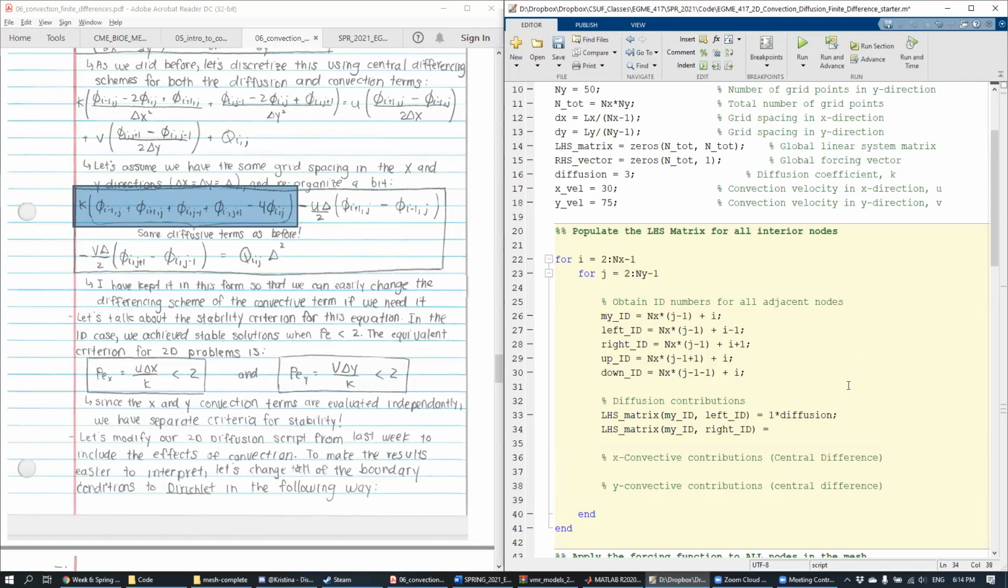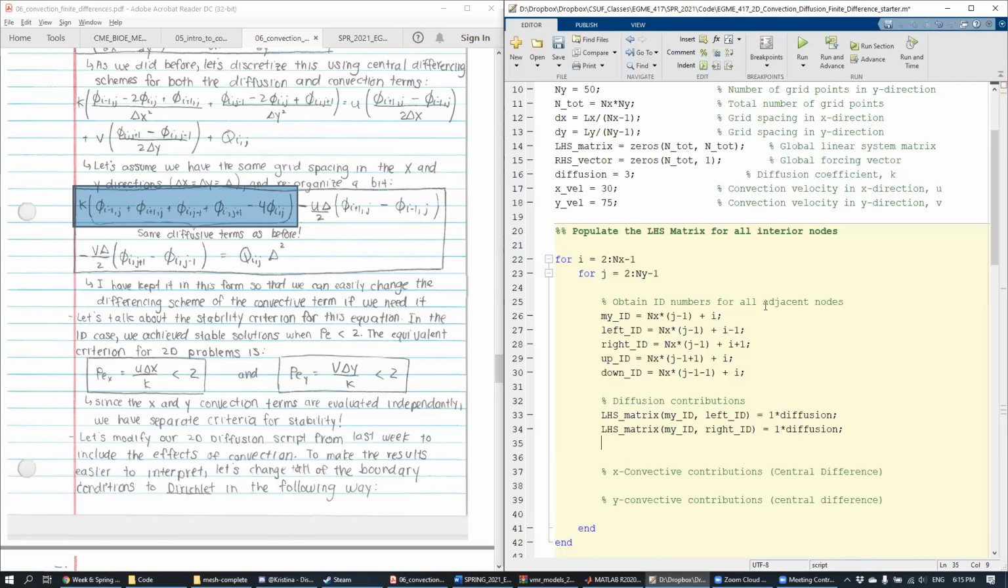Right, and so next we're going to modify the left-hand side matrix for the right ID, so for the right neighbor. Same as before, we're going to do left-hand side matrix and parentheses my ID because we want to be on the my ID row, and then comma right ID. And just like the previous line, it's going to be 1 times the diffusion coefficient. So it's 1 times K.